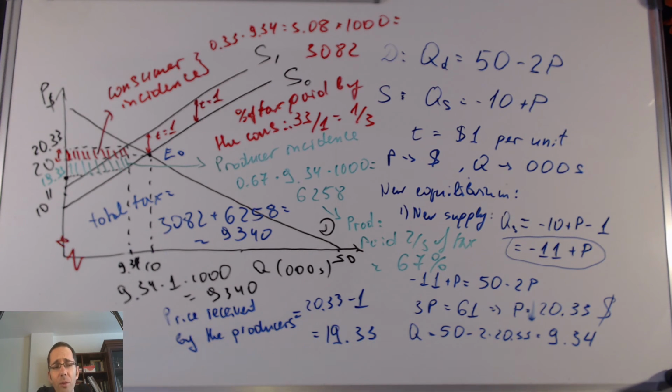And I will probably do another video which will show how this ratio of the tax incidence between the consumers and the producers changes depending on the price elasticity of demand and price elasticity of supply.